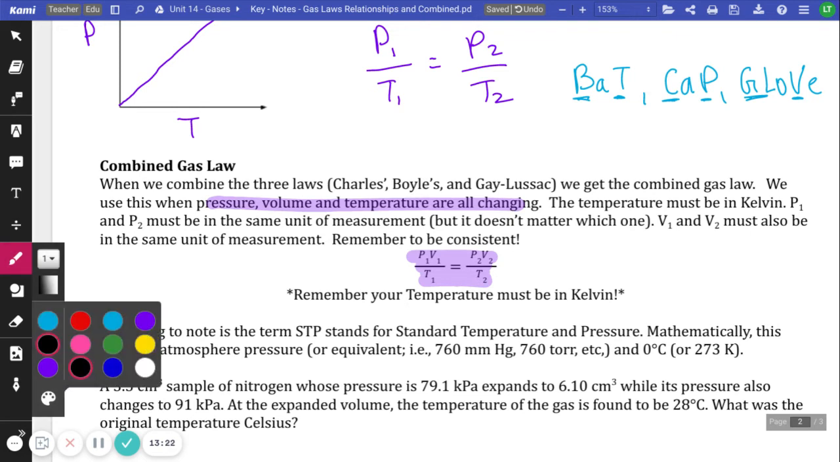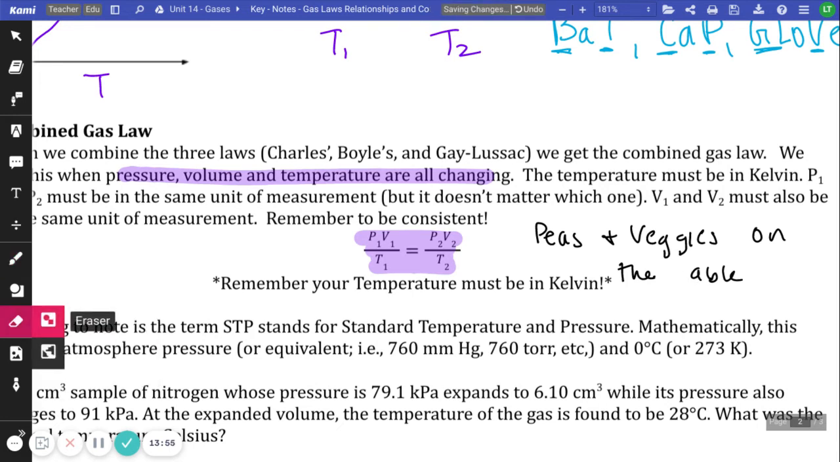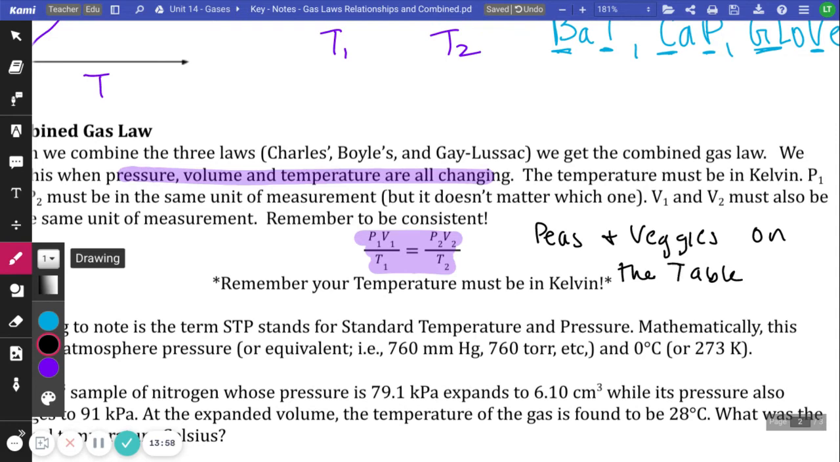All right, so it's P1 times V1 over T1 equals P2 times V2 over T2. This is on the back of the periodic table, the formula chart back there, so you don't have to remember it. And again, remember your temperature must be in Kelvin. My phrase for this one is peas and veggies on the table. So pressure and volume over temperature. I think that's a fun little phrase. So peas and veggies on the table.